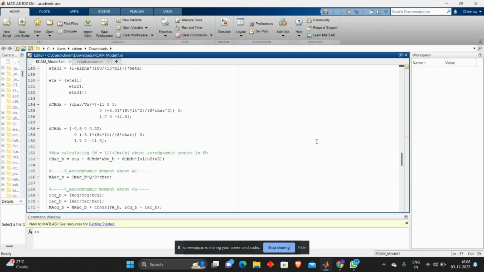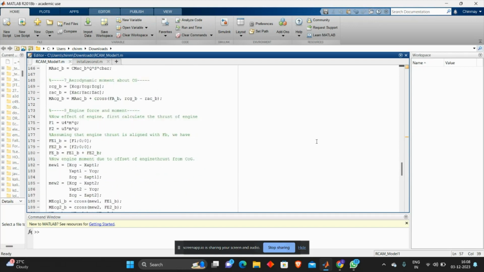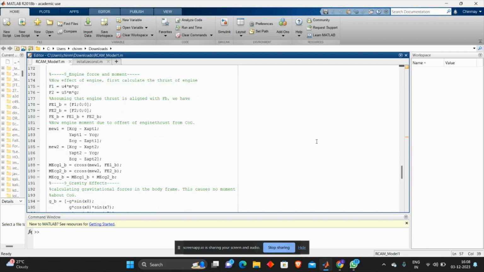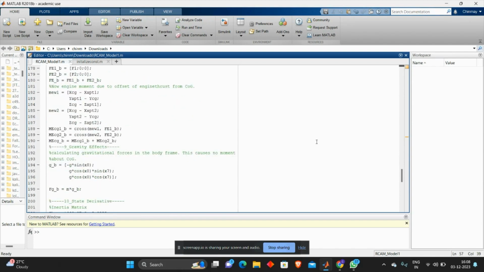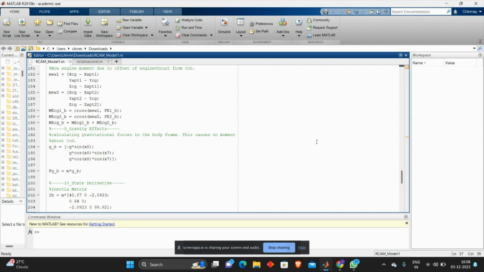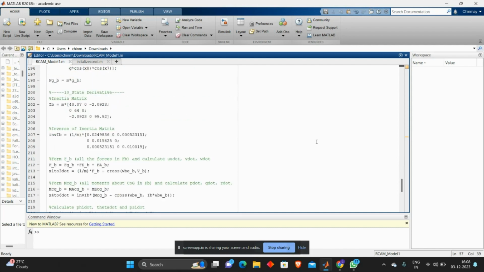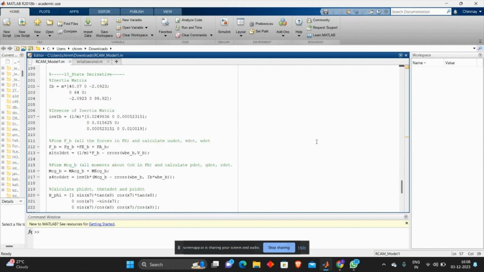Engine force and moment calculation considers the engine thrust and its moment about the aircraft's center of gravity. Gravity effects calculation computes the gravitational forces acting on the aircraft. State derivative calculation computes the derivatives of the state variables, x dot, using the aircraft dynamics, inertia, and the forces and the moments acting on it.